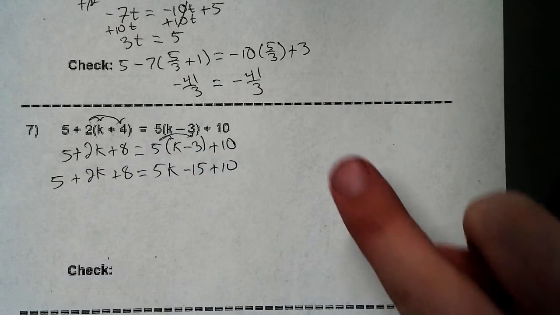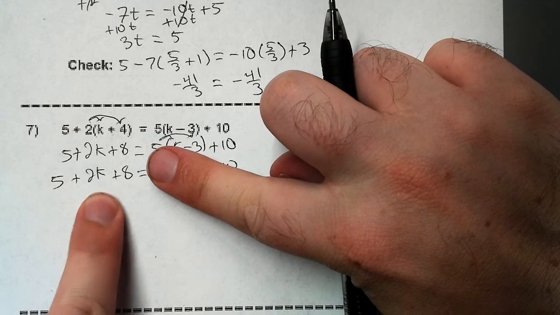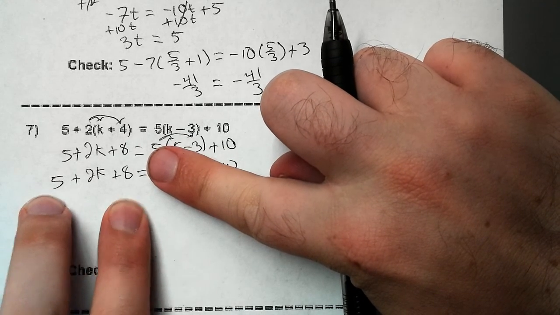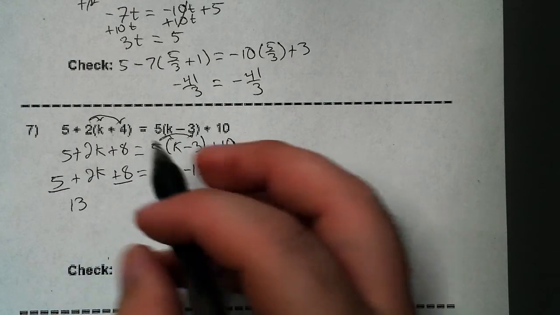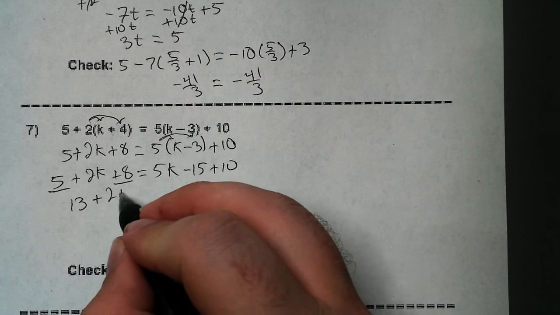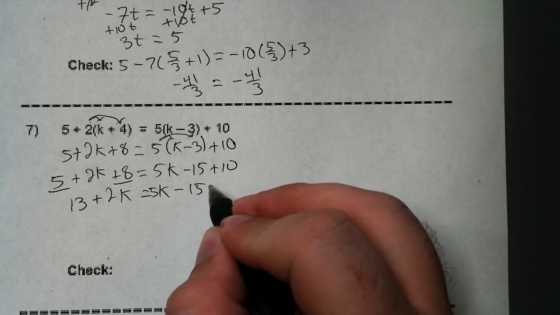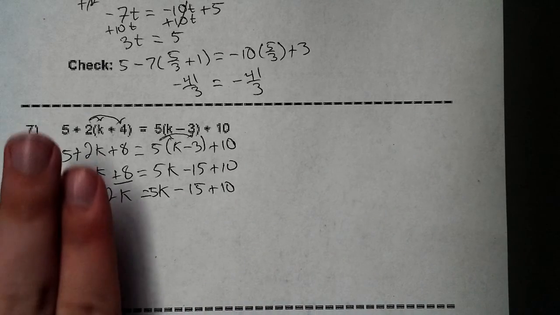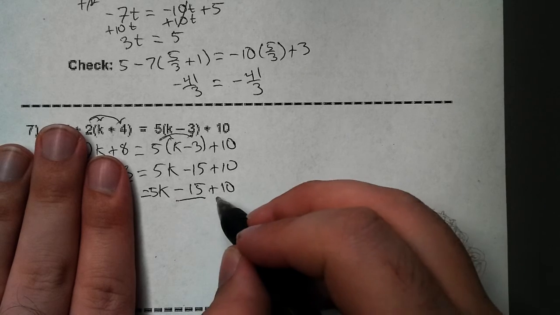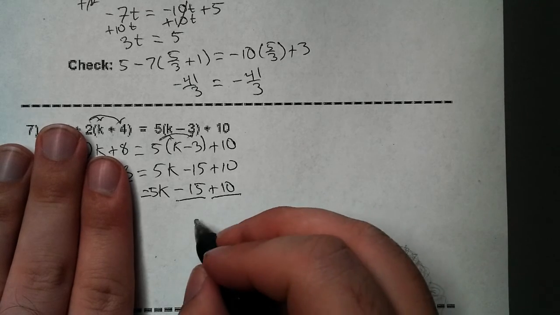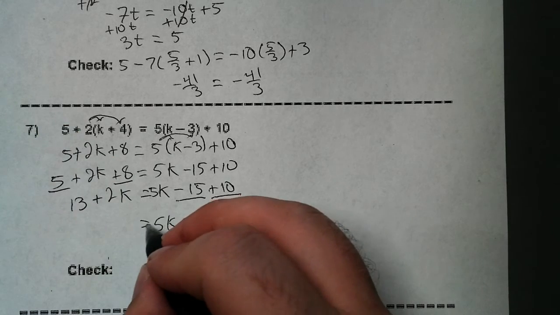Now from here, let's look at our left side. Can I combine like terms? Regular number, variable, regular number. I can combine those two. So 5 plus 8 gives us 13. Plus 2k and bring everything else down. Now, look at our right side. No, yes, yes, because both these are regular numbers. Negative 15 plus 10, which will give us negative 5, and bring down our 5k and bring everything else down.